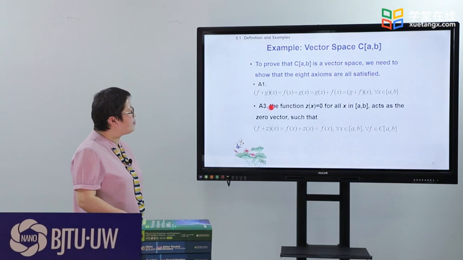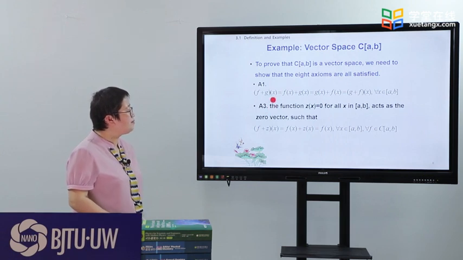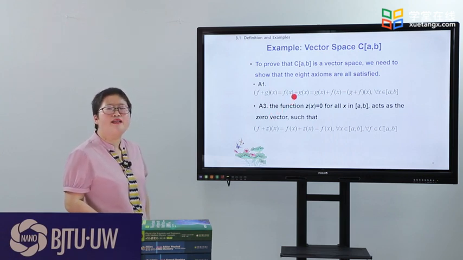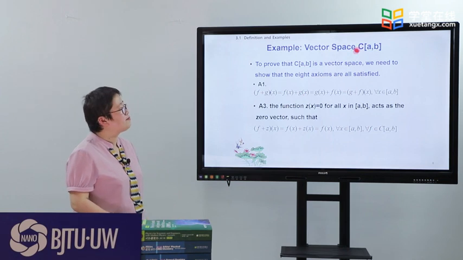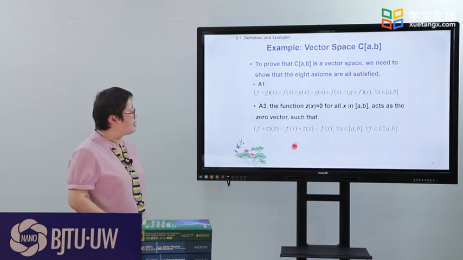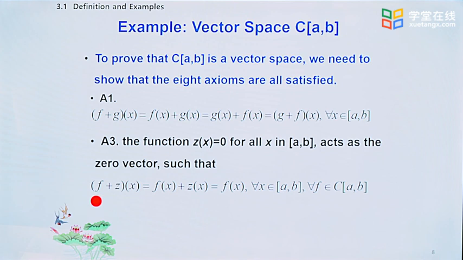And axiom 3 wants you to find a zero vector in this space, in this set, such that any vector in this set plus this zero vector will be the vector itself. And we choose z(x) equals 0 for all x in [a,b].